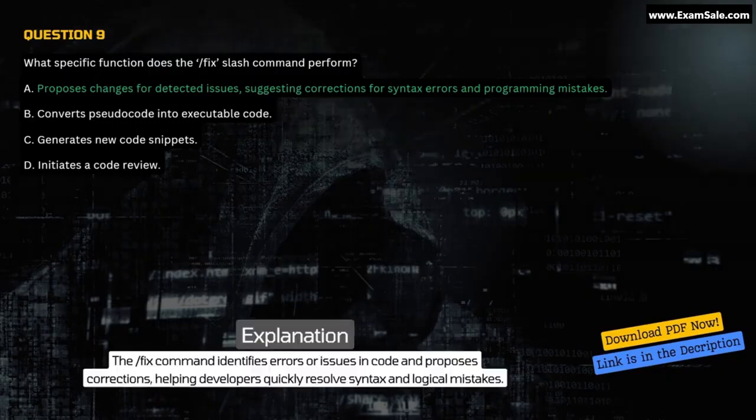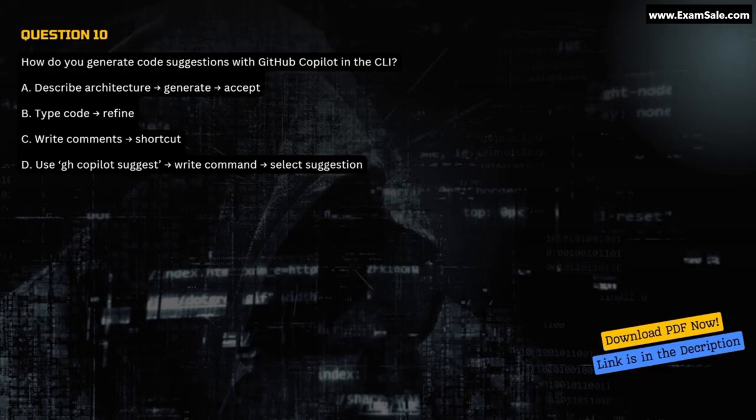Explanation. The /fix command identifies errors or issues in code and proposes corrections, helping developers quickly resolve syntax and logical mistakes. Question 10. How do you generate code suggestions with GitHub Copilot in the CLI?